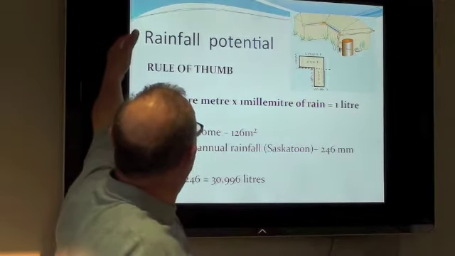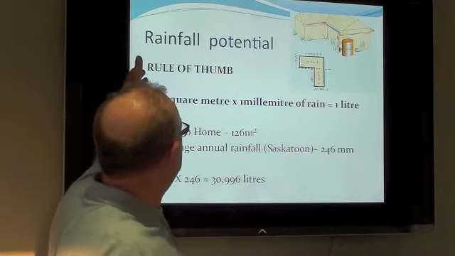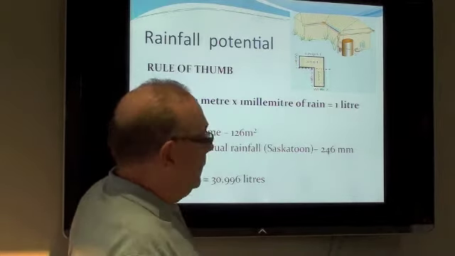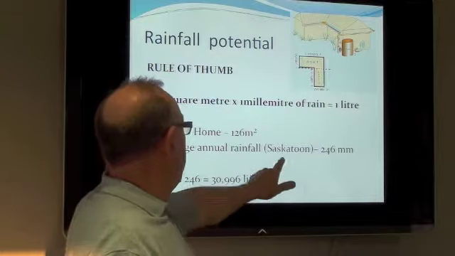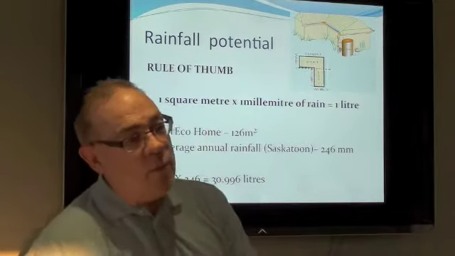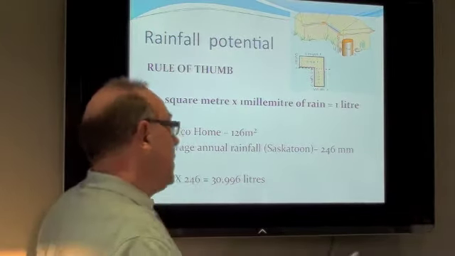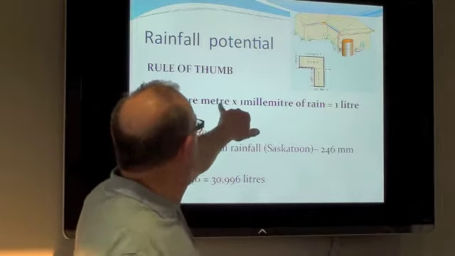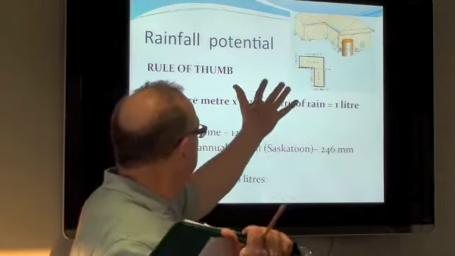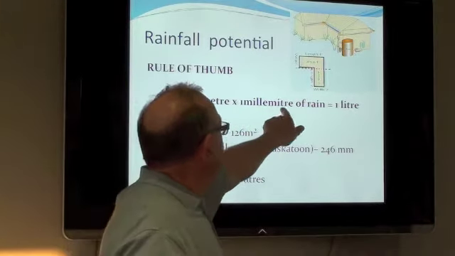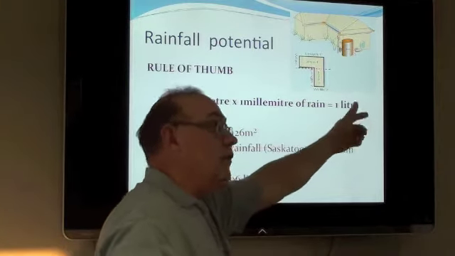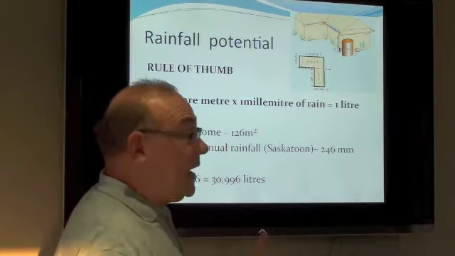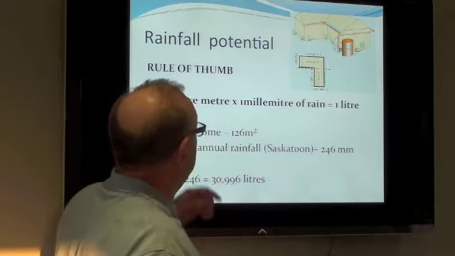How to calculate rainfall potential. Let's take the rule of thumb and talk about metric only. First of all, we take our Verico home. I want to use the Verico home as an example to work these calculations through because we're in it. Essentially, the rule of thumb is 1 square meter of roof catchment times the millimeters of rain is going to give you your liters of water. Completely simple. In fact, metric is set up with water in mind here.